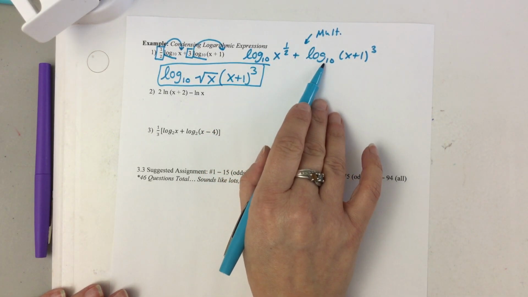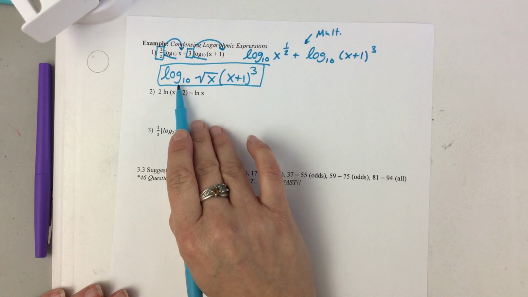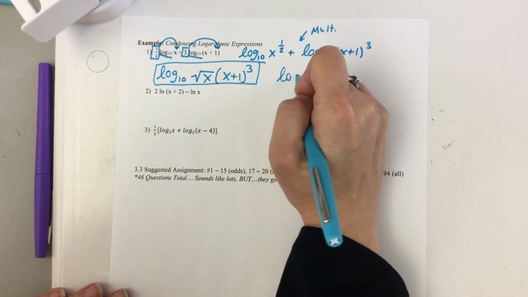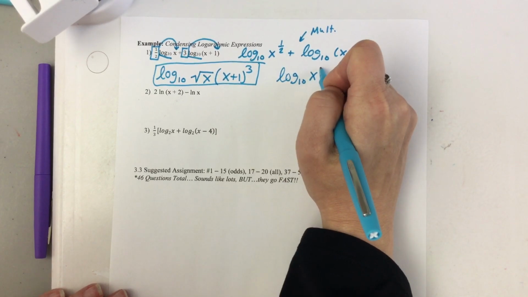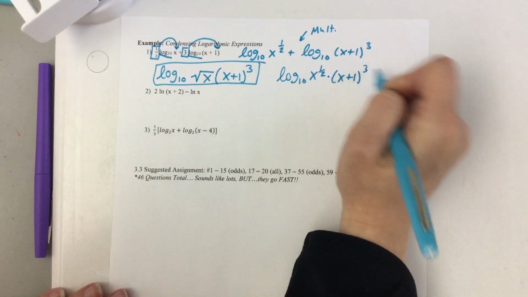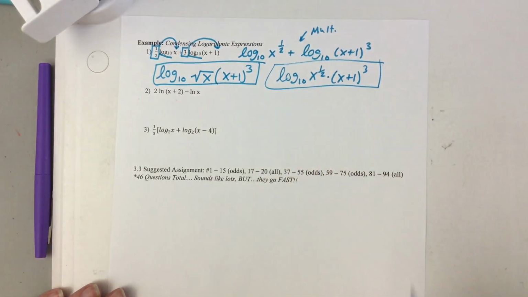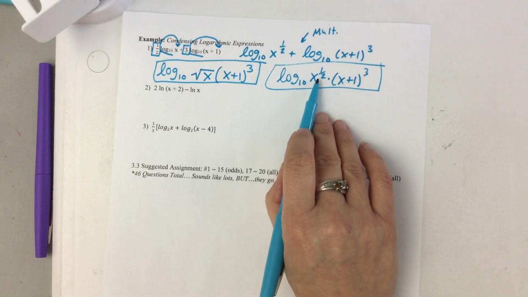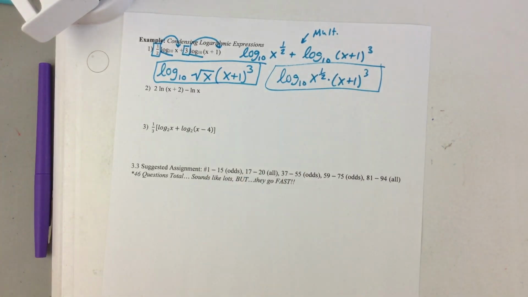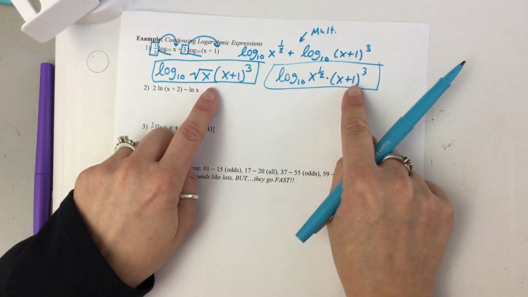They both had a log base 10. When you condense, you only get 1. If you would have kept it as log base 10 of x to the 1/2 times x plus 1 to the power of 3, I would have taken this as well. It's one step further to realize that this exponent of 1/2 is really a square root. Either of these answers would have been sufficient.